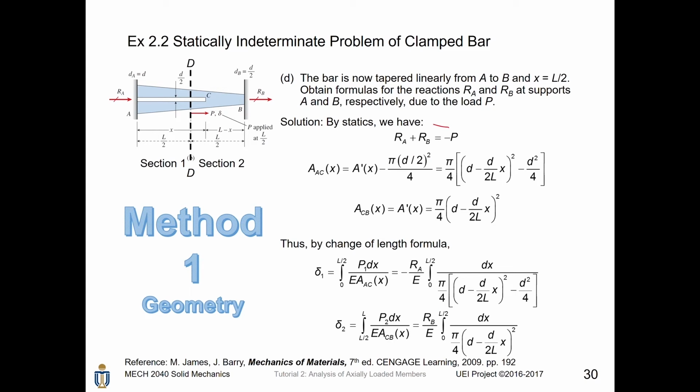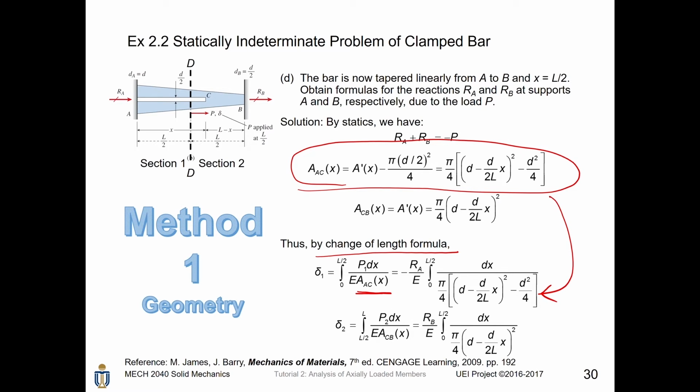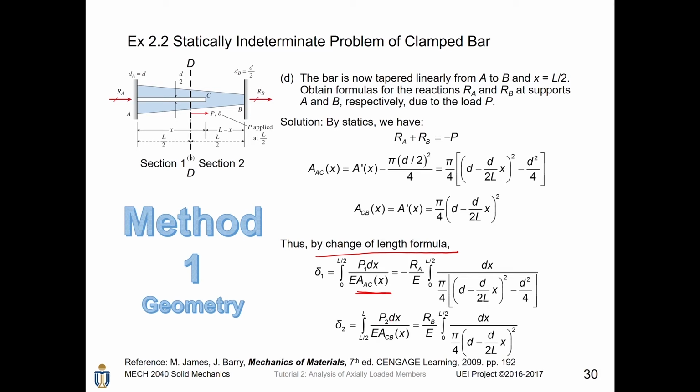Therefore, by considering all we have got in the previous slide, we can apply the change of length formula to segments 1 and 2. For segment 1, since this time x equals L over 2, the cross-sectional area for AC is just the cross-sectional area of section 1. We know for section 1, the force acting on it is minus RA because it is compressive. Besides, we take the constant E out. Finally, we put A_AC into this integral, which is very complicated. Similarly, for the change of length of segment 2, since there is a tensile force RB acting on it, it should be positive. Besides, we take the E out and substitute our A_CB into this integral.